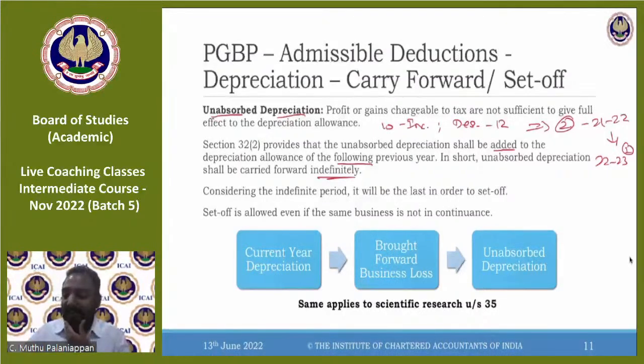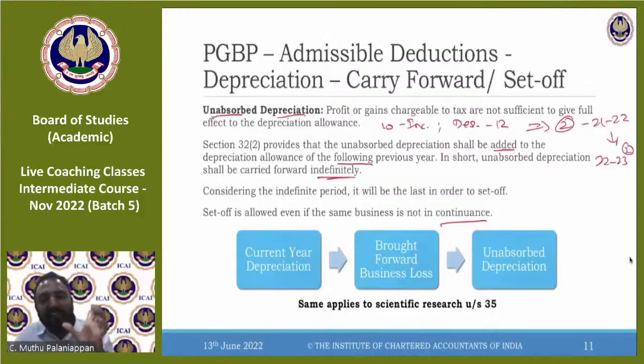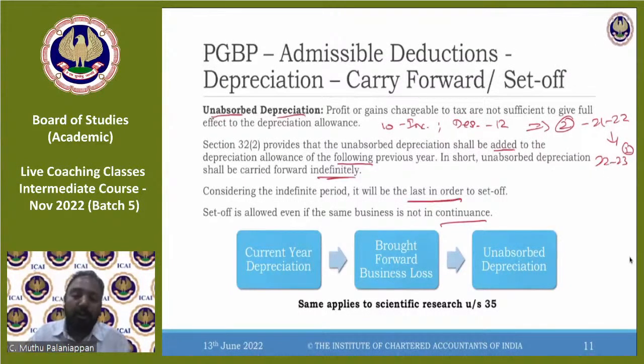It doesn't matter whether the business is in continuance also. It could be set off even if the business is no more in continuance. So your unabsorbed depreciation can be carried forward for n number of years, indefinite years. There is no restriction. Since it has an indefinite period, when you are adjusting the losses, you first adjust losses which have a definite period. Only then you adjust this depreciation. So it will be last in the order to set off.